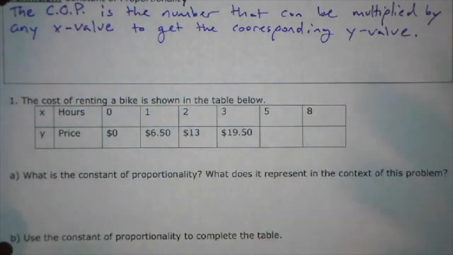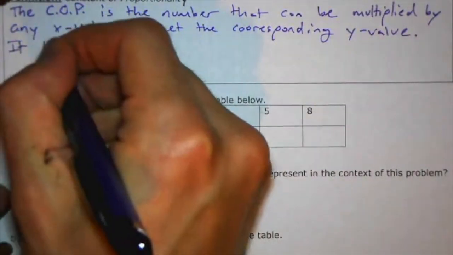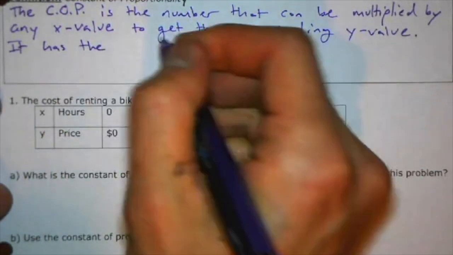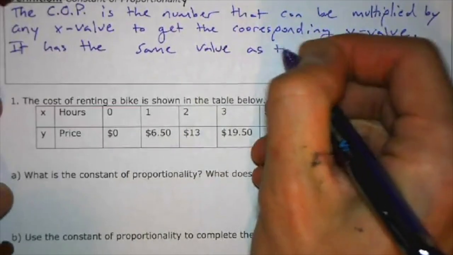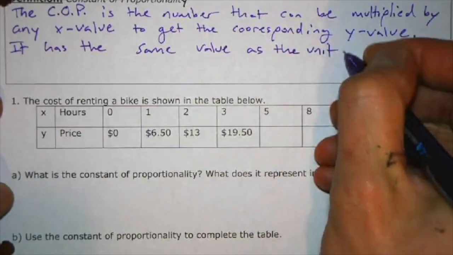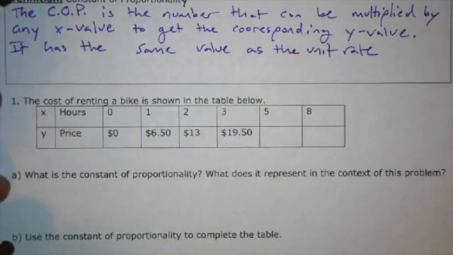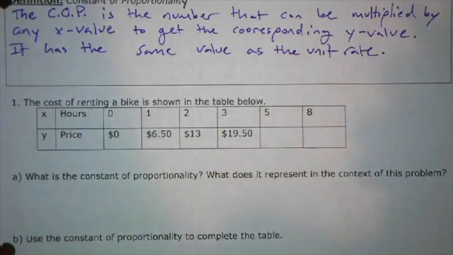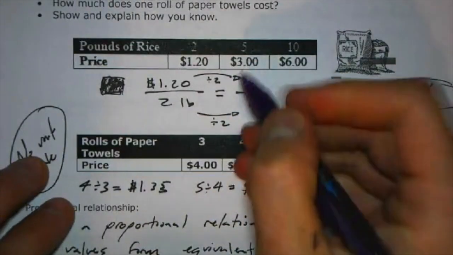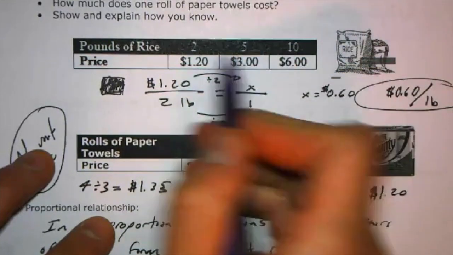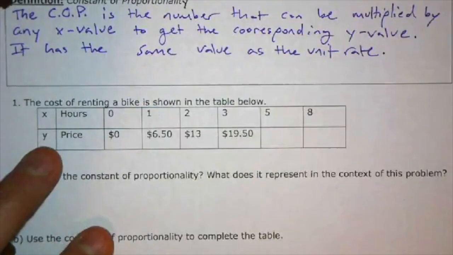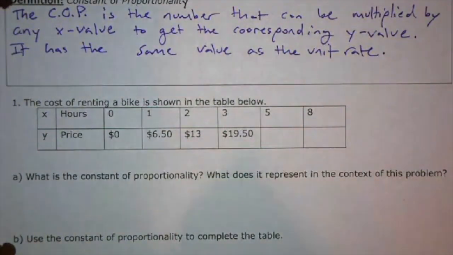As you saw on the front page, the constant of proportionality has the same value as the unit rate. In the rice problem, the constant of proportionality was 0.6 because 0.6 or 60 cents times the pounds of rice gets you the total cost. It's the same as the unit rate.